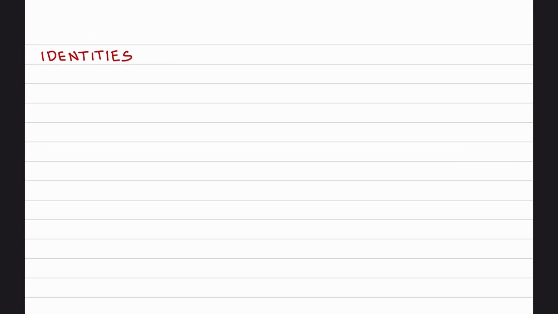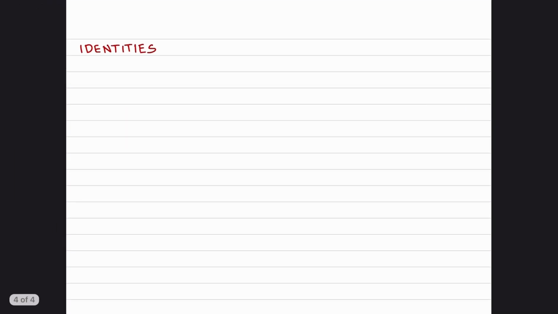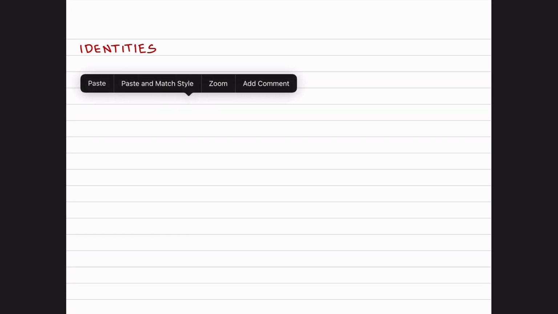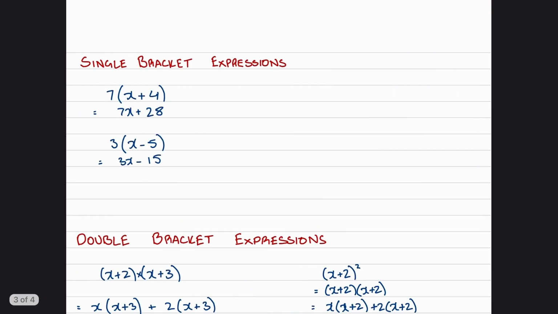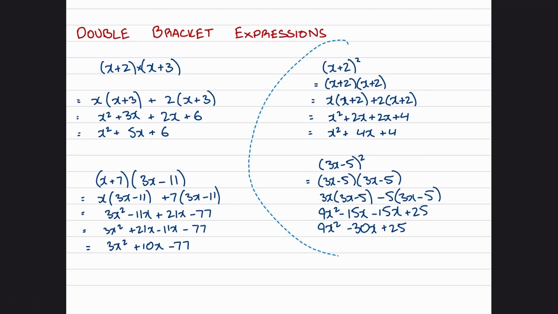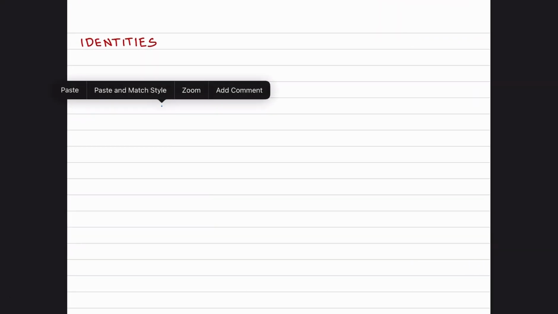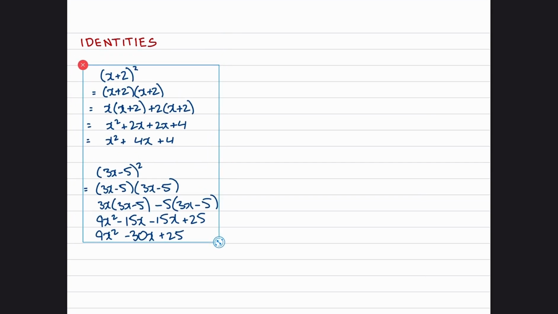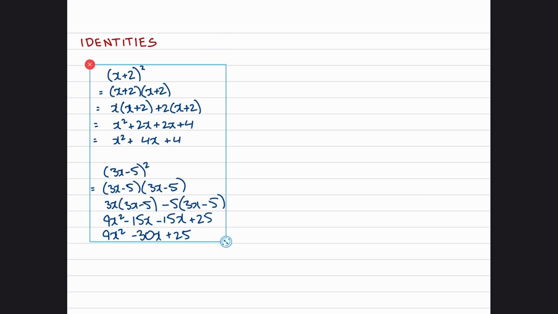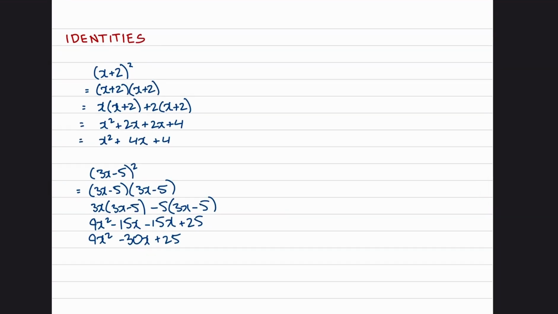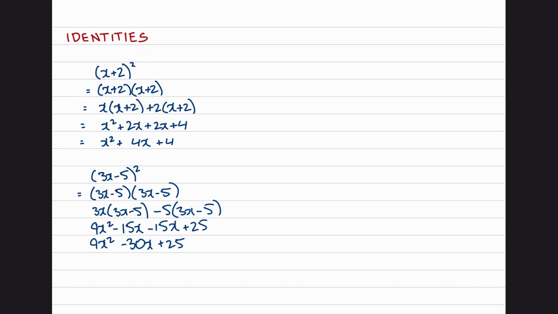Now there are some identities that can make life easier for us, that can help us in expanding certain types of brackets. For example, let's take the previous examples. Now the generalized identities are to open brackets which are whole squared.